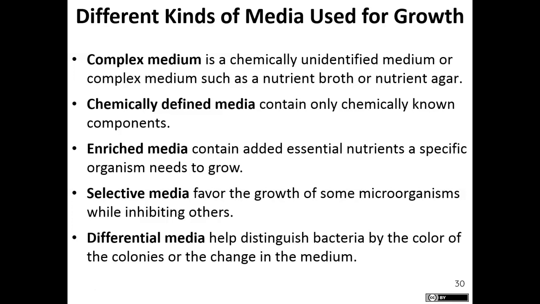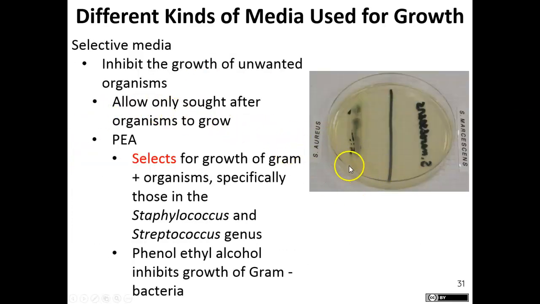Selective media are media that favor the growth of one type of organism while inhibiting another. And then we have differential media, which helps us to separate organisms based on color changes of either the colony or the media itself. And so an example of a selective media, which we used in our lab, is phenyl ethyl alcohol agar. So this is a selective media. It is selective for the growth of gram-positive organisms, specifically our staphylococcal and streptococcal groups. And then it inhibits gram-negative organisms. The phenyl ethyl alcohol inhibits gram-negative bacteria from growing.